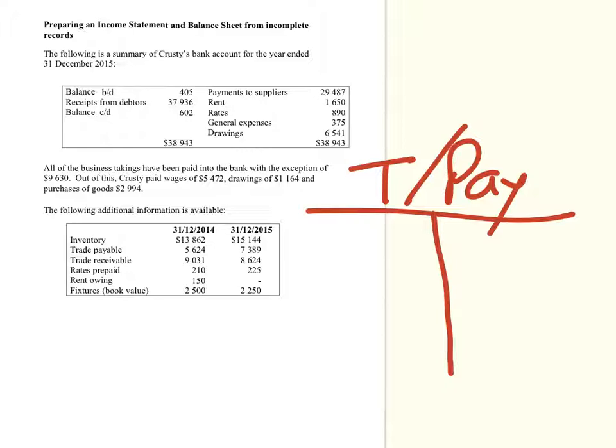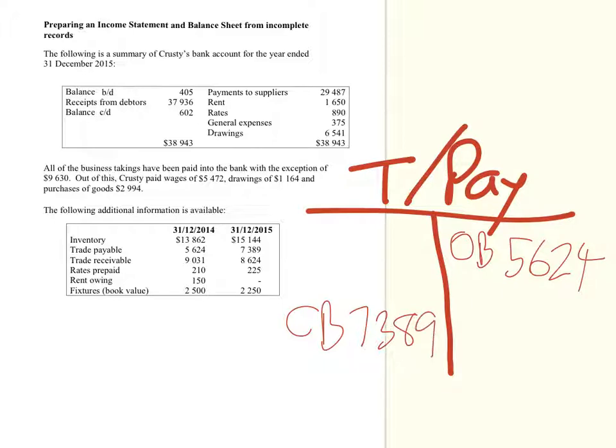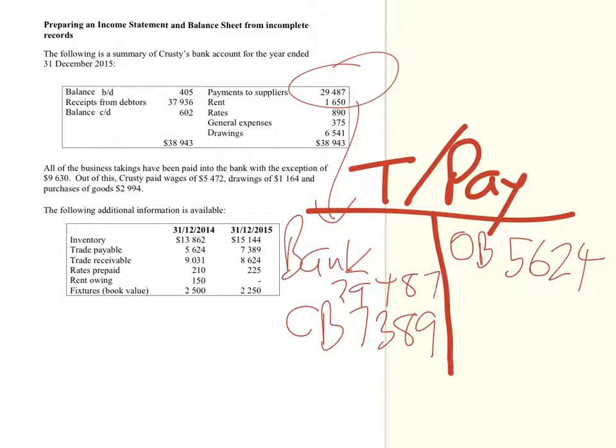Now here's a trade payable account, so we'll put the opening balance in here on this side. The opening balance is 5624, and the closing balance, being a liability account, will appear on this side, and the closing balance is 7389. The bank figure appears on this side as it appears on the credit side of the cash book, so debit side of this account, and it's 29487. I will tidy it up on the next slide. This is just to give you an idea and understanding of where the figures appear.